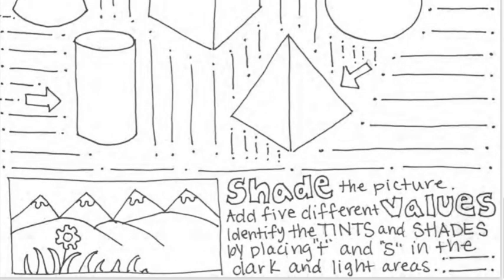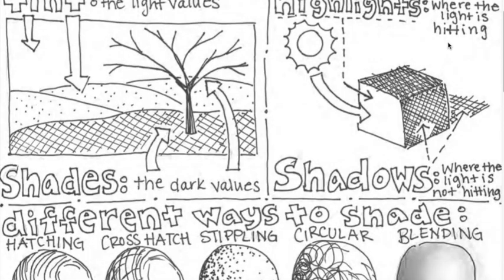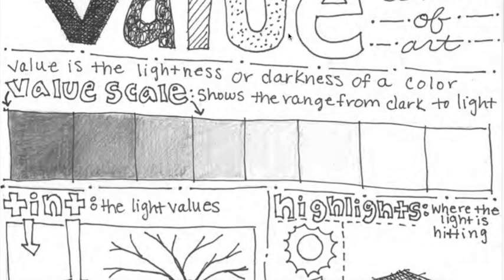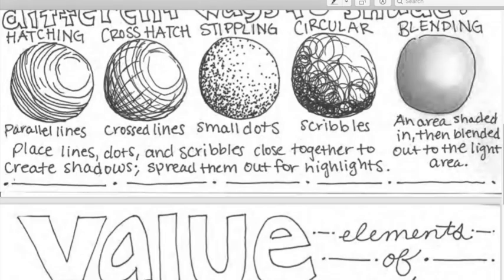And then this very bottom section says shade the picture, add 5 different values, identify the tints and shades by placing T's and S's in the light and dark areas. And we'll actually use arrows. So that is a read through of this value worksheet. I will make a second video to show you how to do page 2 or the apply your knowledge part in your sketchbook.